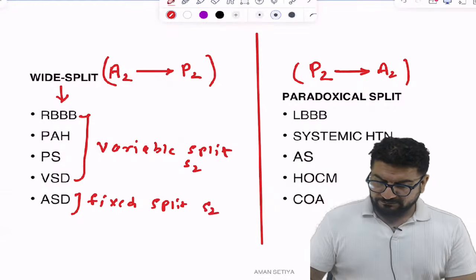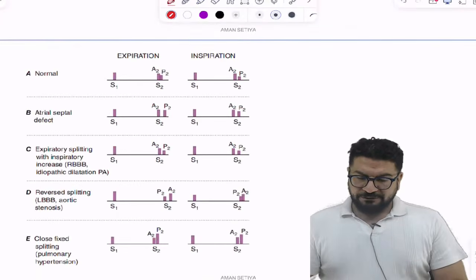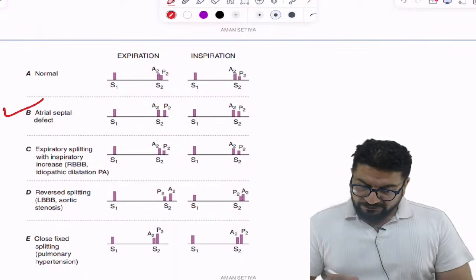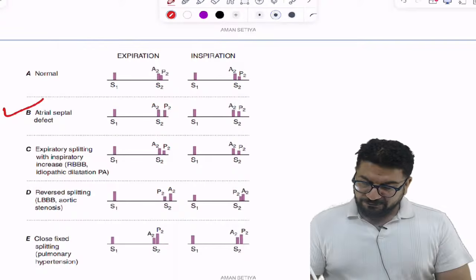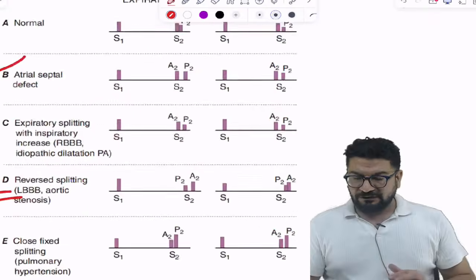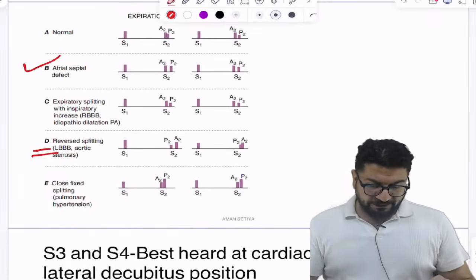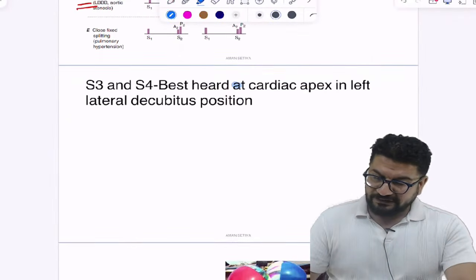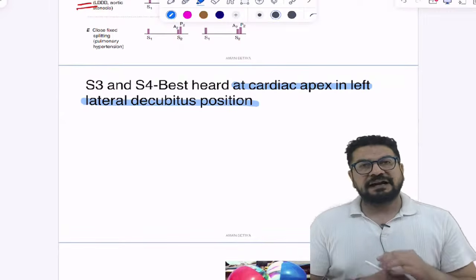Fixed split S2. Again you can see here this is ASD, fixed split S2. Then here you will notice variable split. Then here you can see reverse split, where P2 closes first, so what we call this is reverse split or paradoxical split. S3 and S4 are best heard at the cardiac apex in left lateral position.